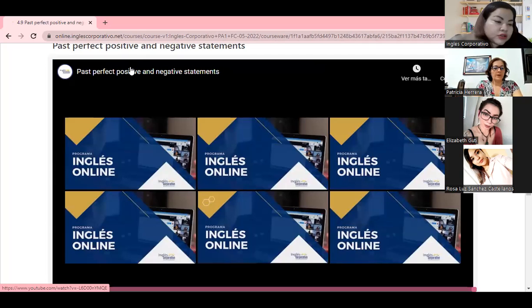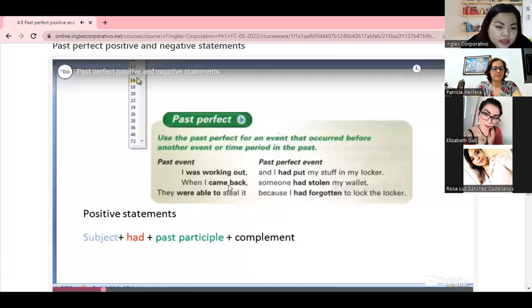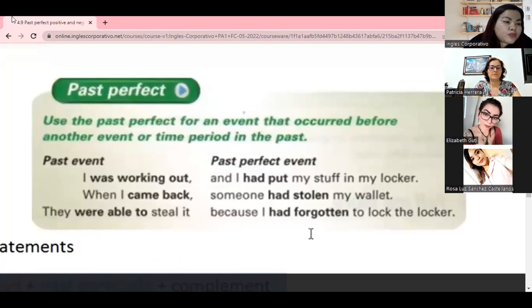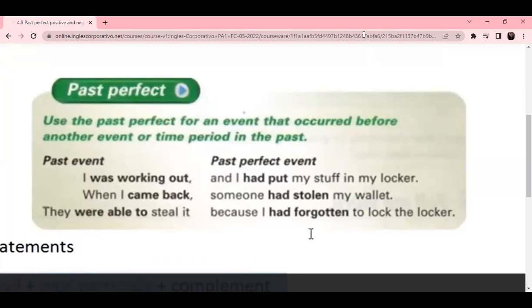If you see the structures that he's showing us there, it's pretty much what we saw, the positive and negative. The part that I like the most is this part, so that you can see clearly. Right here, we can see that we have two parts in the sentence. Why do we have two parts? Because we use the past perfect for something that happened before another thing. So in the past event, this is the past event, then we need a connector, or a comma, or something that tells us that there is another event that happened before that past event. It didn't happen after; the past perfect always happened before.